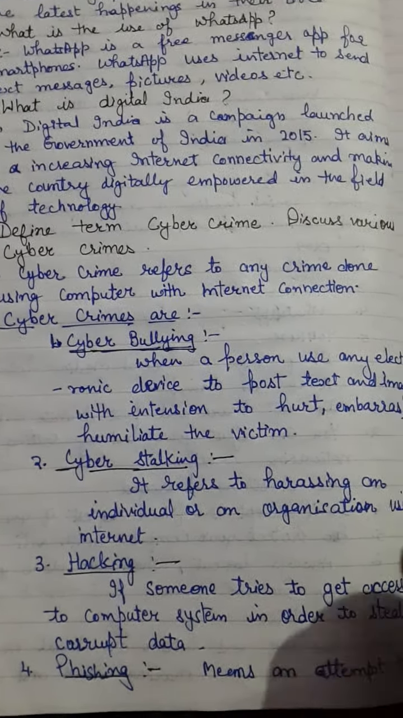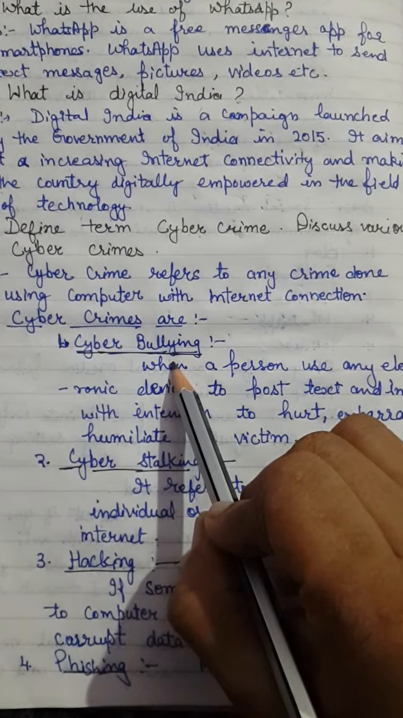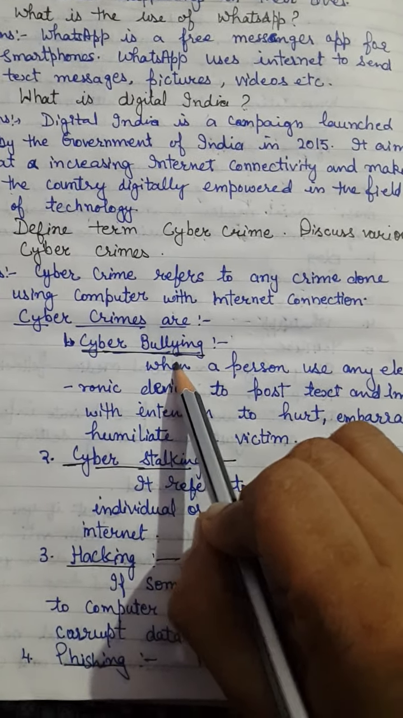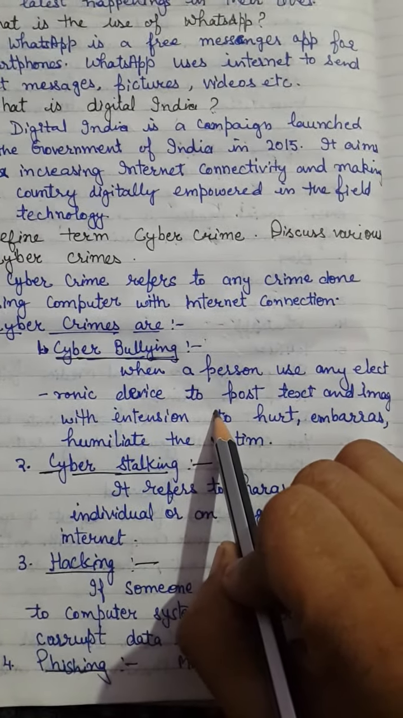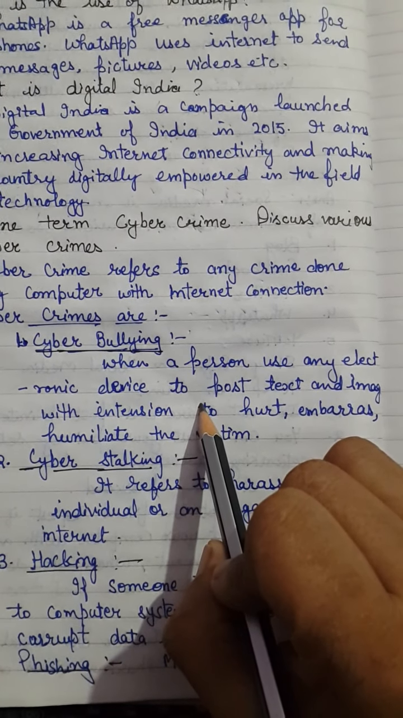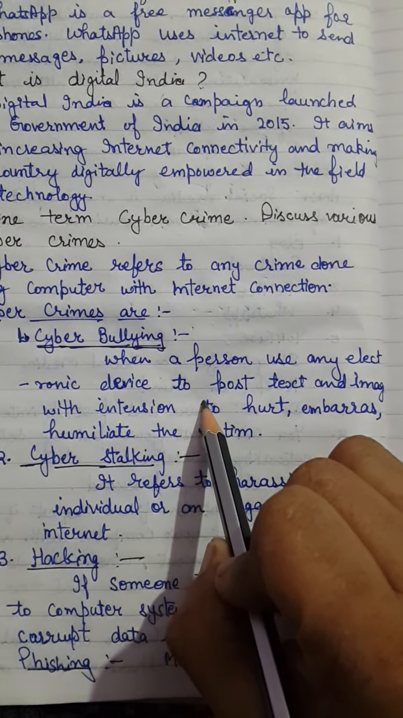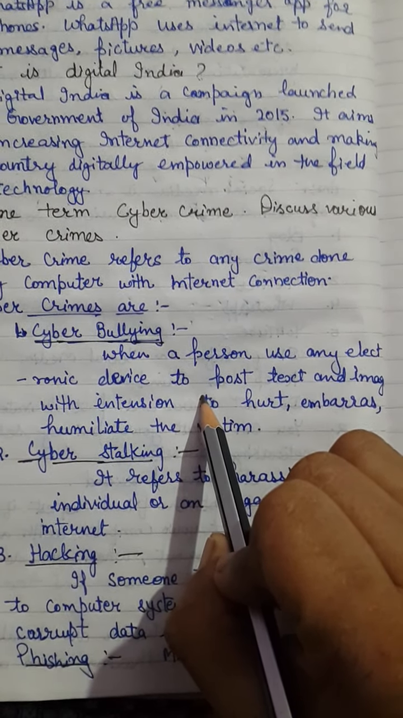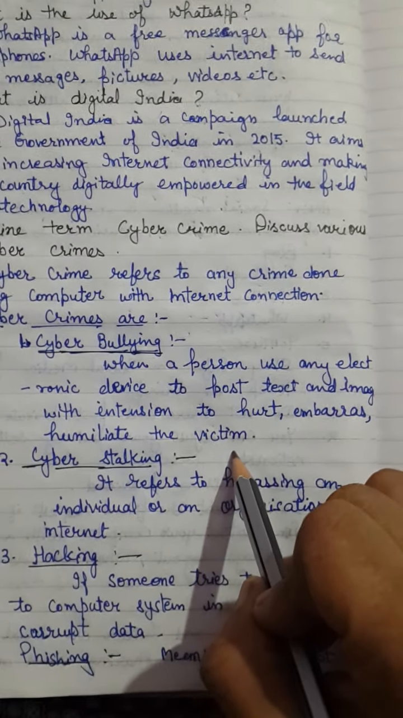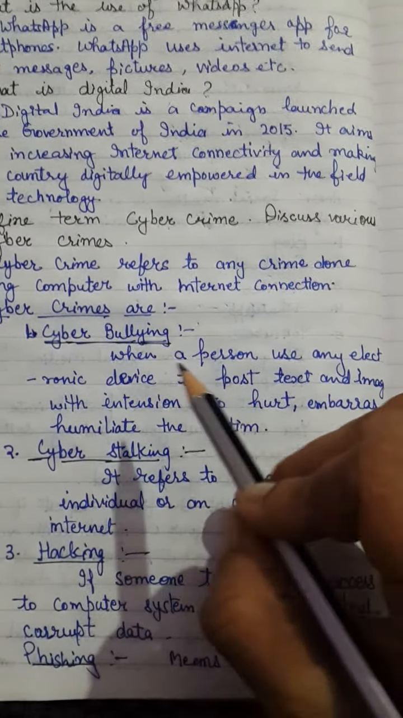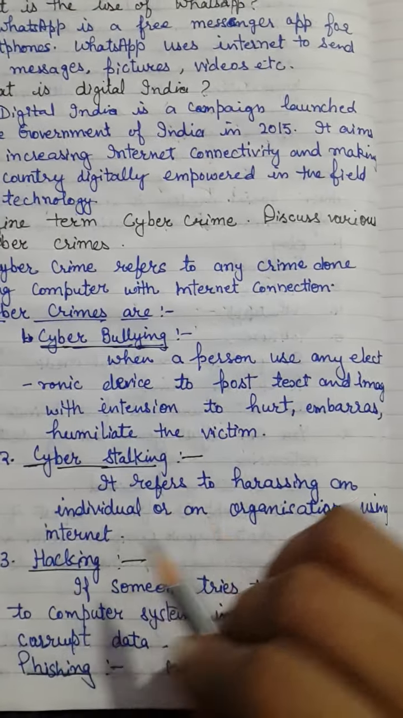Okay, what are the cyber crimes? One is cyber bullying. Cyber bullying is when a person uses any electronic device to post text or images with the intention to hurt, embarrass, or humiliate the victim. That feature is called bullying.